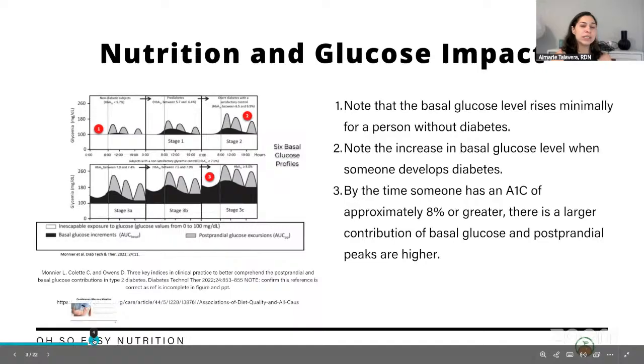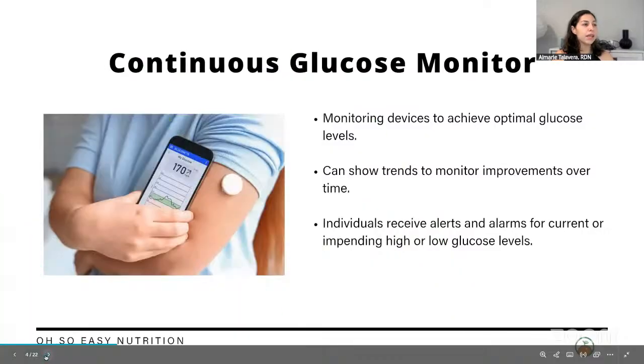So your CGM, your continuous glucose monitor, will allow you to see this data in real time and will allow you to make some nutritional changes to improve your glucose. The continuous glucose monitors are used to optimize glucose levels. They can show trends. And what we're specifically looking at here is a trend over a period of time.